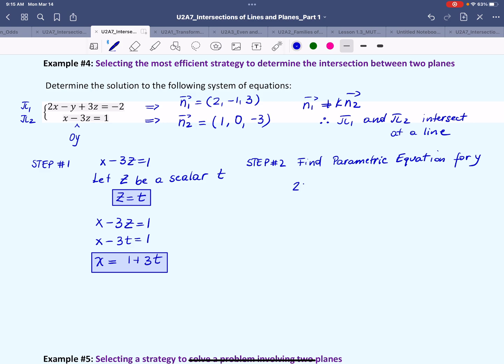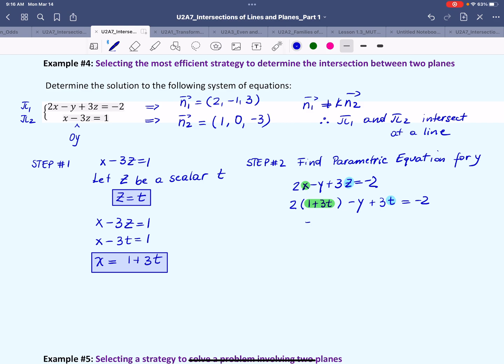So we have 2x minus y plus 3z equals -2. I just wrote the equation as is first. Now for x we have 1 plus 3t, minus y, which we're about to find, plus 3z, so for z we have t, equals -2. Again, all we have done here is replace the x coordinate by its parametric equation and replace the z coordinate by its parametric equation.